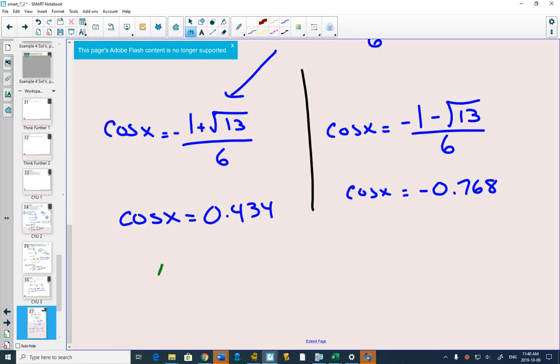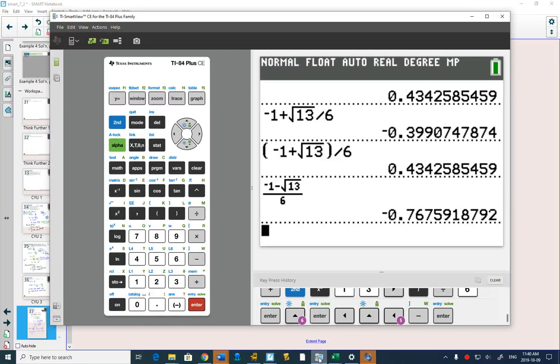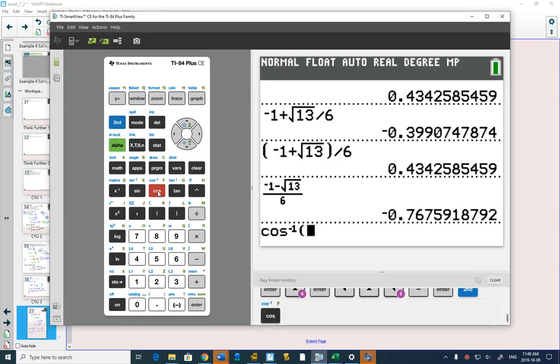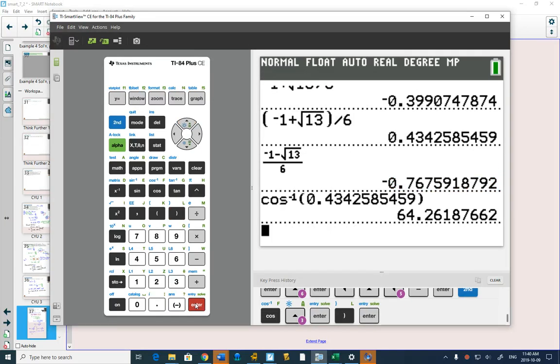So for this one, our reference angle will be cos inverse of this value. Go to my calculator. Cos inverse of this value. You may need to retype it in, depending on what calculator you have. And my angle is 64 degrees.